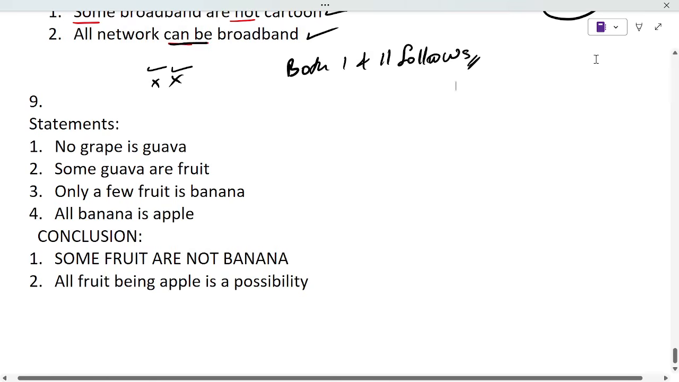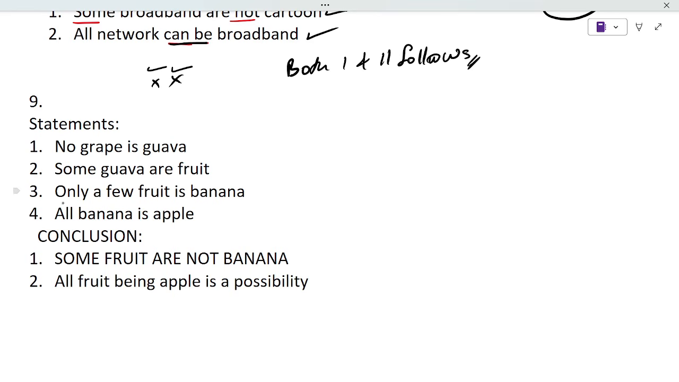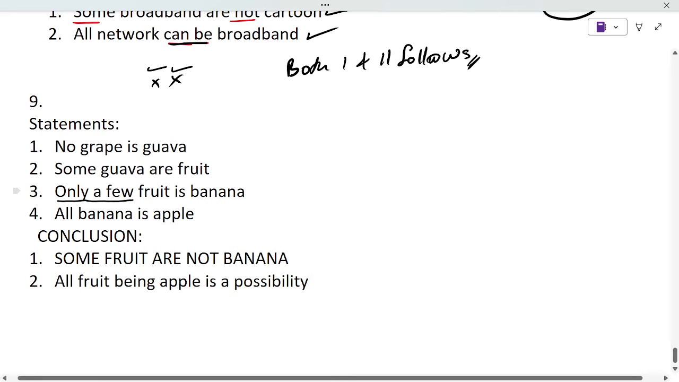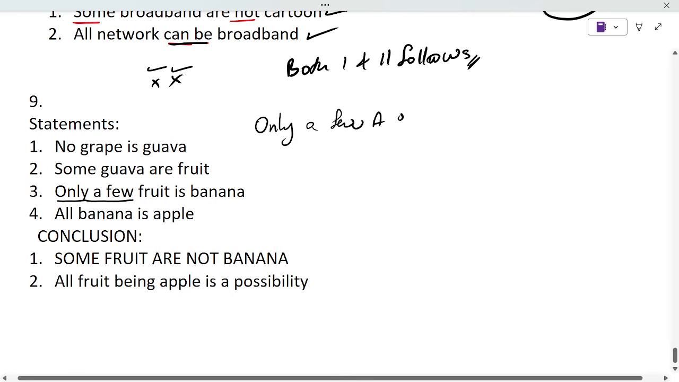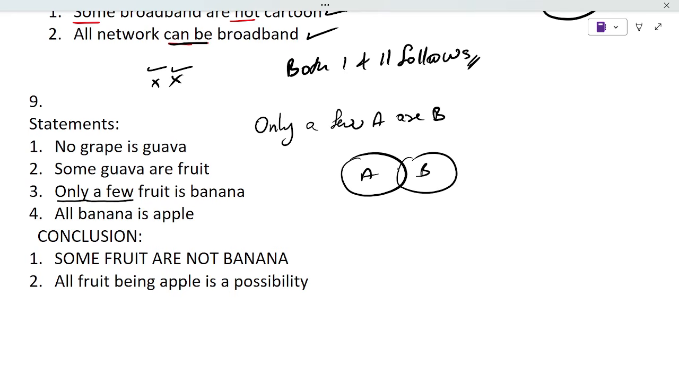So here, last question for tonight. Statement again. We will learn regarding only a few. Right, only a few will have different cases. Only a few means only a few. A or B means A or B, all up to the shared group.